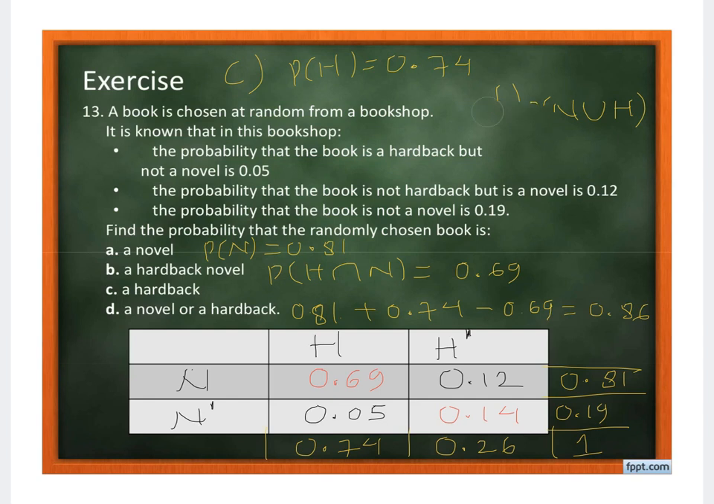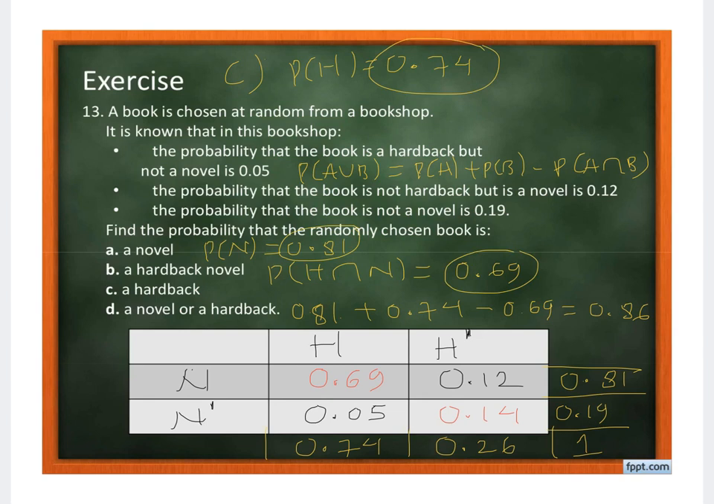For D, remember the formula is: P(A union B) equals probability A plus probability B minus probability A intersect with B. So we did that for letter D. The answer for a novel is 0.81. For a hardback novel is 0.69. For a hardback is 0.74. And for a novel or a hardback is 0.86.